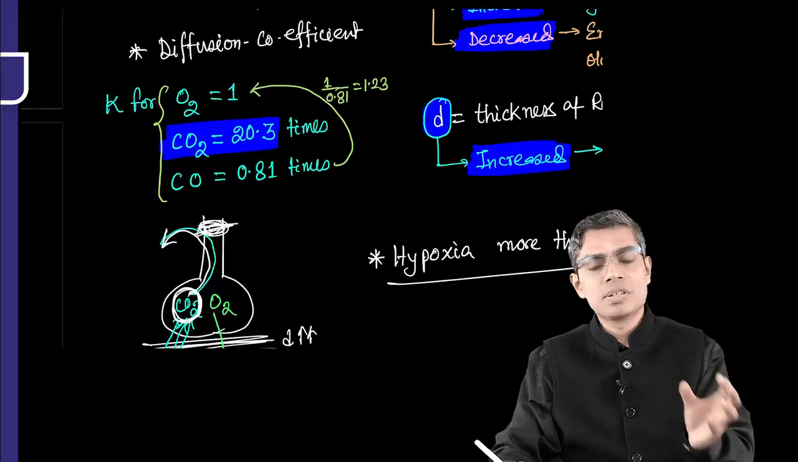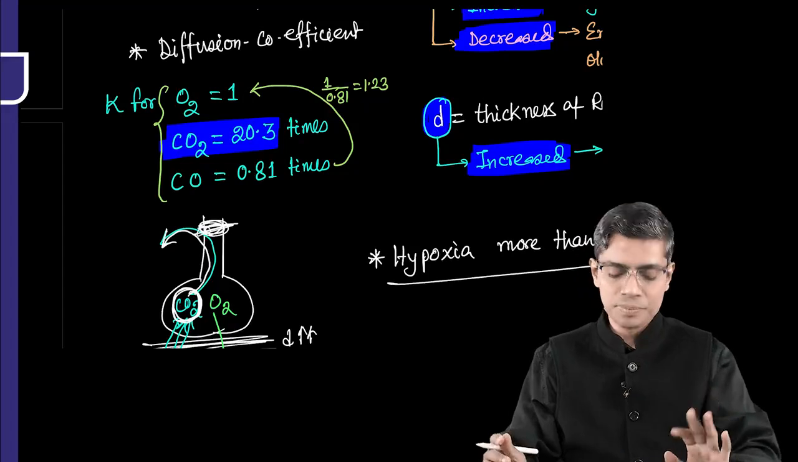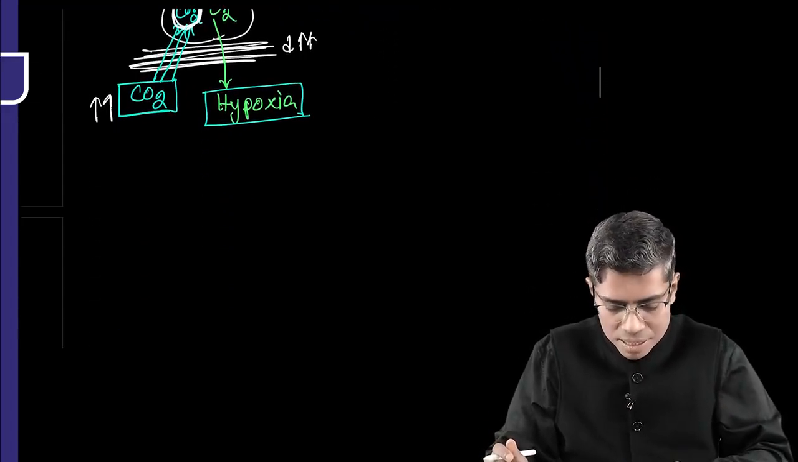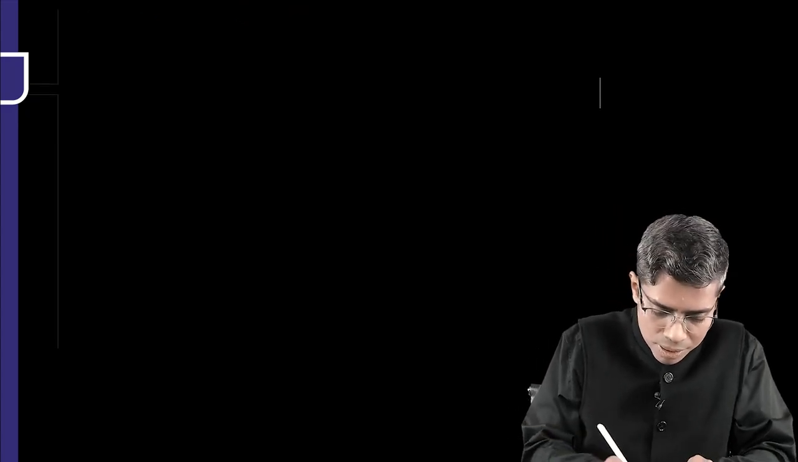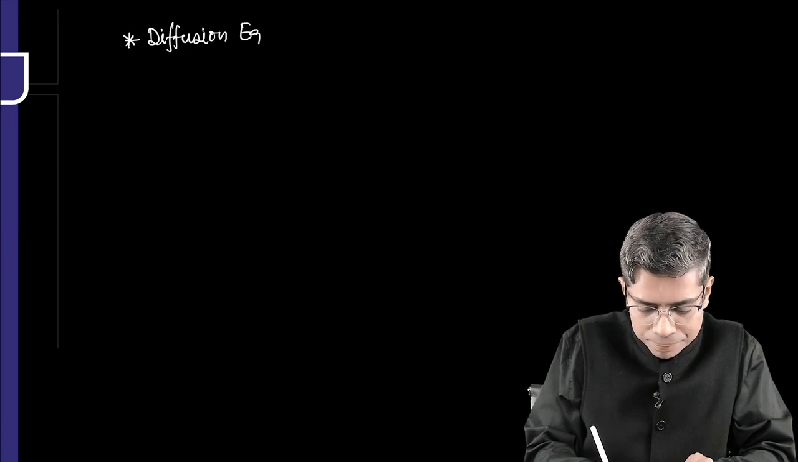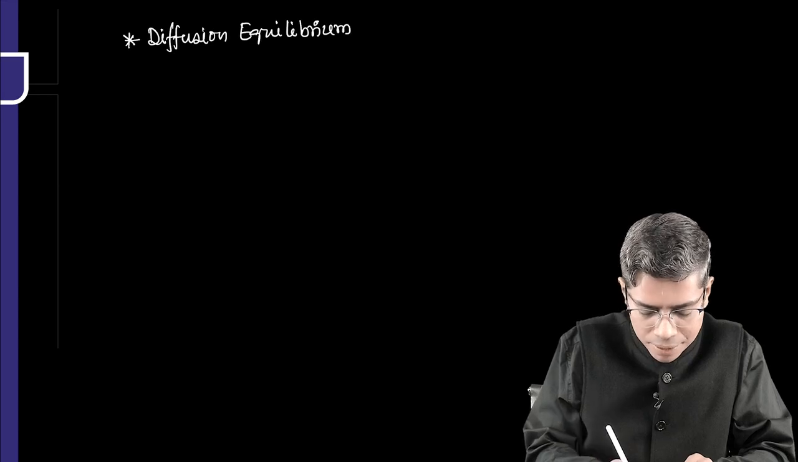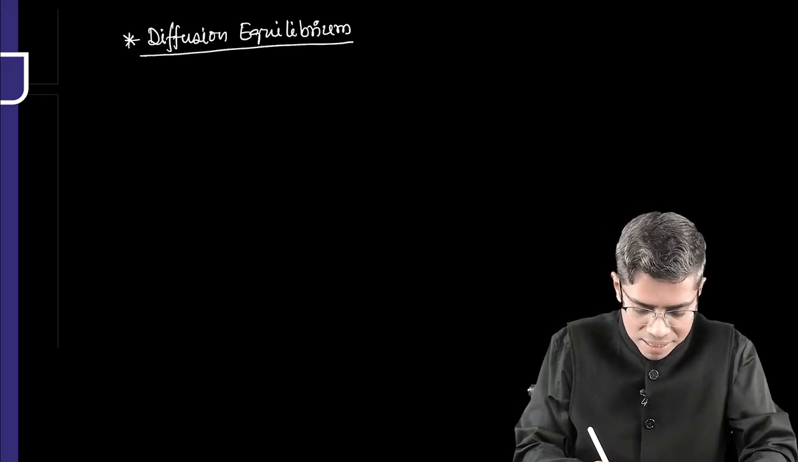So oxygen diffusion is 1.23 times that of the carbon monoxide diffusion, right? Now the next concept is diffusion equilibrium, right? So the next topic is diffusion equilibrium, right? Okay, so to understand this topic, I am going to draw one schematic diagram.